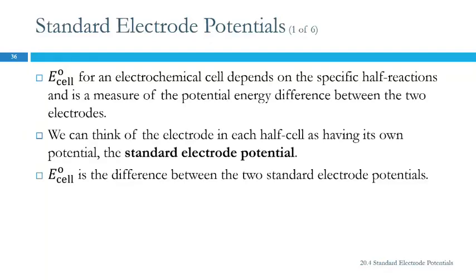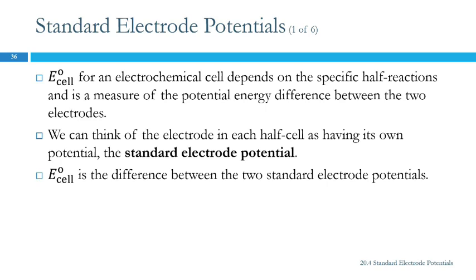Okay, standard electrode potentials. So the standard electrode potential for a cell is going to depend on the specific half reactions that you're looking at. And it's going to be a measure of the potential energy difference between the two electrodes. How strongly do the electrons want to flow from one to the other? So we can think of each electrode in the half cell as having its own potential, a standard electrode potential.